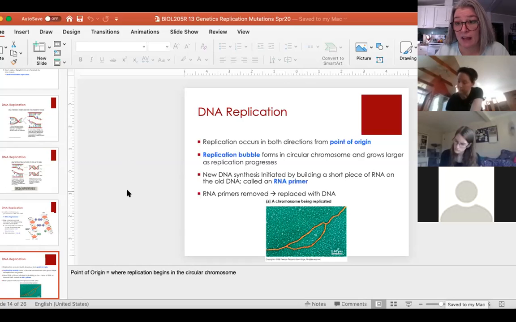Remember that the cell has to lay down a primer, a little short piece of RNA on top of the old DNA to get things started. That's probably one of the strangest aspects of DNA replication.